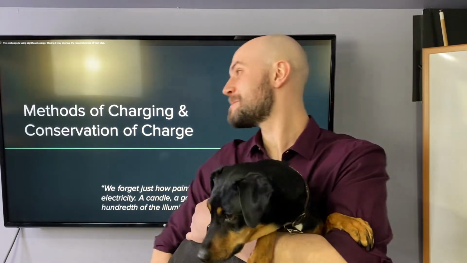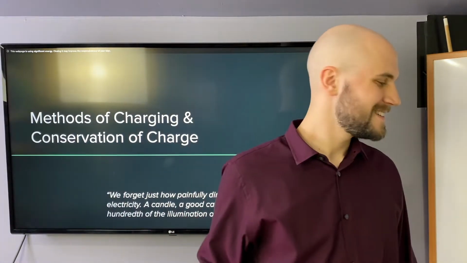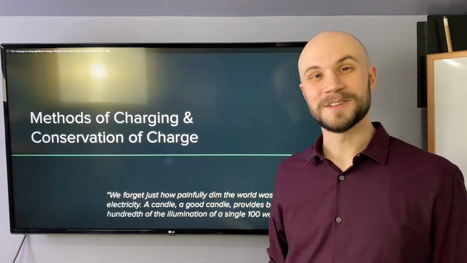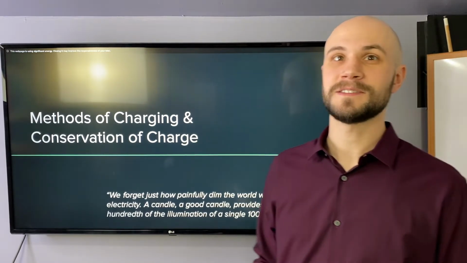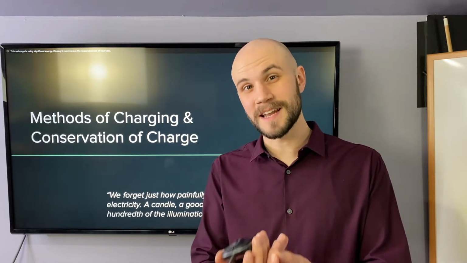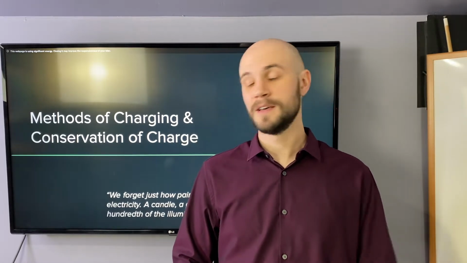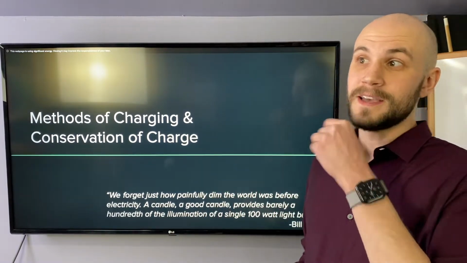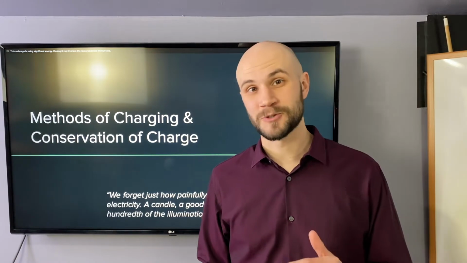Today we're going to be talking about methods of charging and conservation of charge. So, continuing our discussion about electrostatics. Last lesson we discussed what a charged object is, what it means with the particles inside of that object. We learned that when you have a positive object, you have an object that's missing electrons, because electrons are the only thing that can move from one object to another. So a positive object has a lack of electrons, while a negative object has extra electrons.